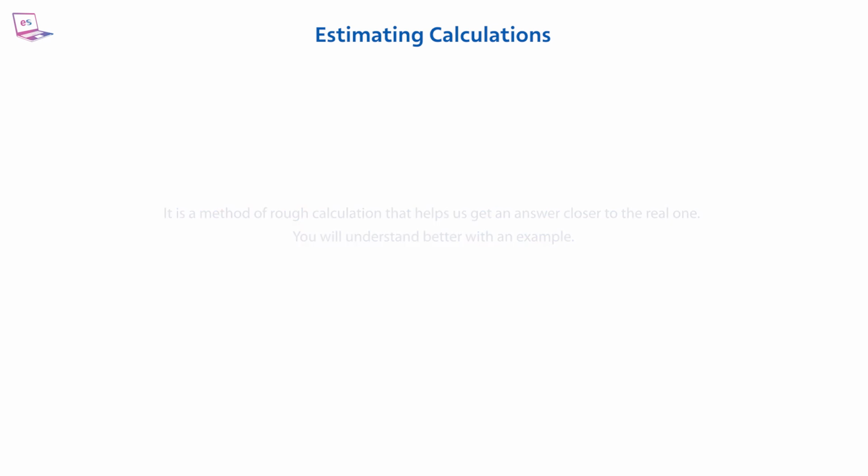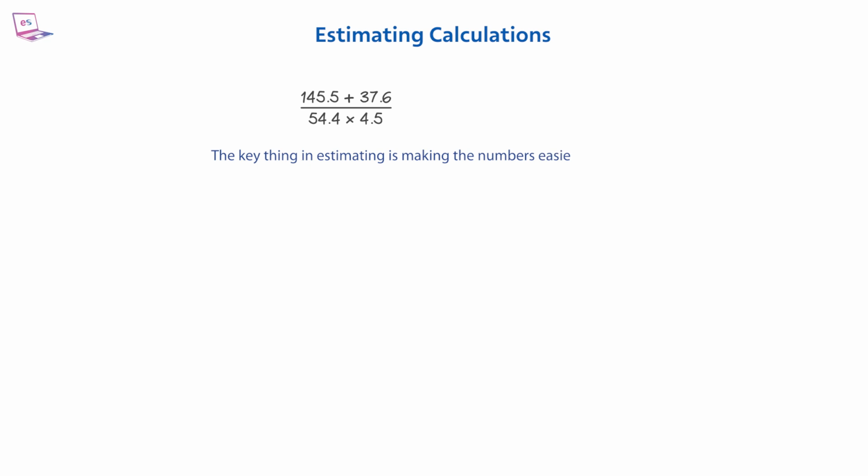Here, you need to estimate the value of 145.5 plus 37.6 divided by 54.4 times 4.5. The key thing in estimating is making the numbers easier to calculate. So, first round all the numbers in the question to one or two significant figures. To make the calculations easier, you can round again at later steps.